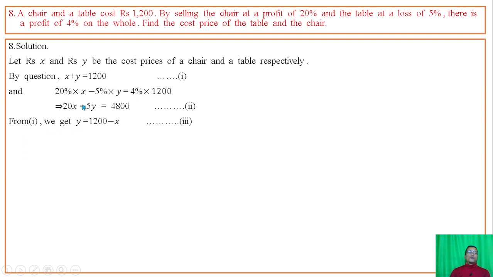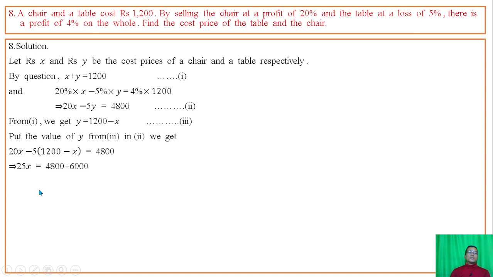From equation 1 we have the value of y as 1,200 minus x, which is equation 3. Put the value of y from equation 3 in equation 2, we get 20x minus 5 times (1,200 minus x) equal to 4,100. Cross expand and solve, we get the value of x as 432, which is equation 3.